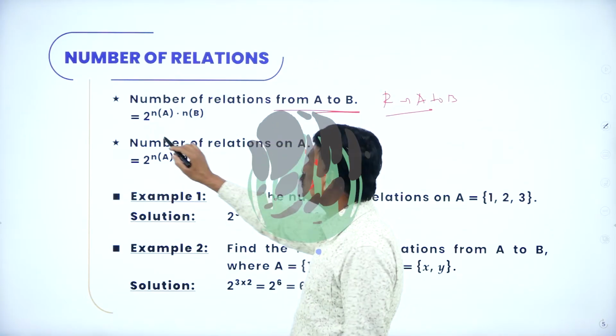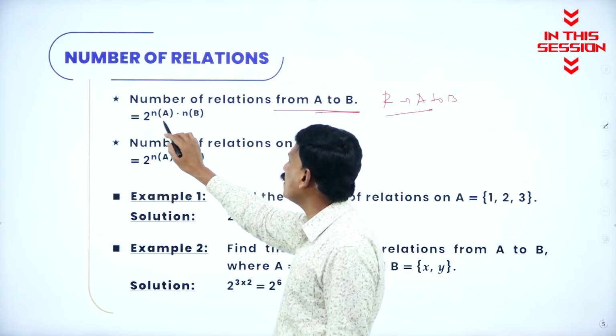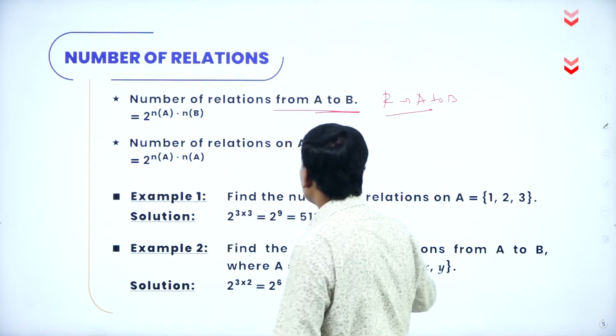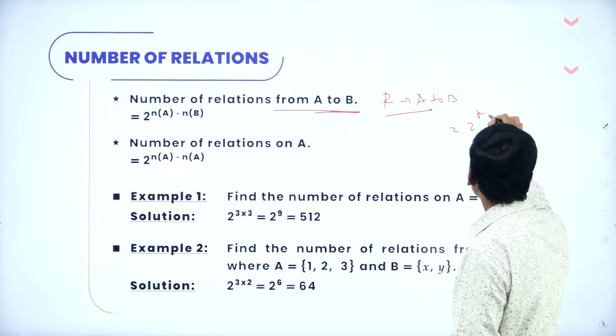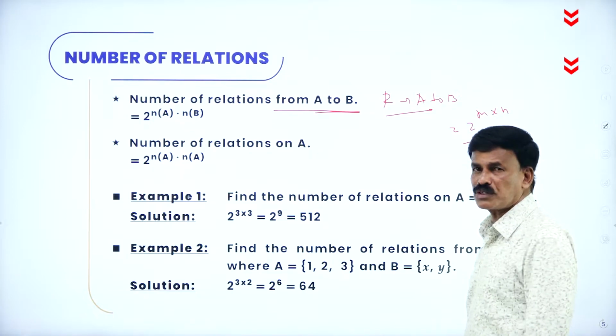Number of relations from A to B is equal to 2 to the power of n(A) times n(B). That means 2 to the power of the number of elements in A and the number of elements in B. That is 2 to the power of m into n.